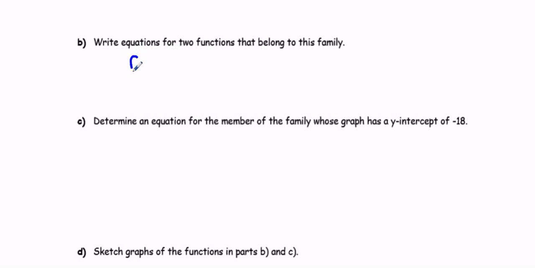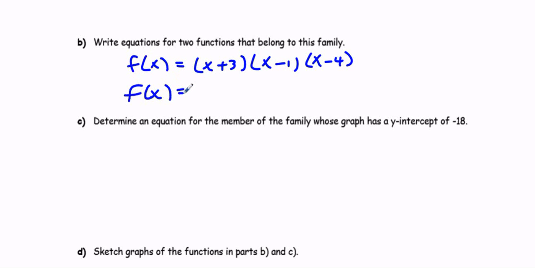So let's say f of x equals x plus 3 times x minus 1 times x minus 4. There is one equation. The leading coefficient is 1. How about this one? f of x equals negative x plus 3, x minus 1, x minus 4. All right, so now we're going to come up with the name of the family member who has a very specific characteristic, and that is that they have a y-intercept of negative 18.